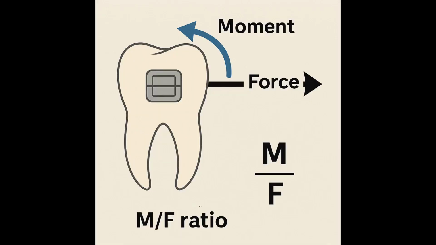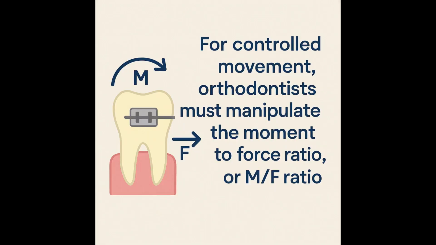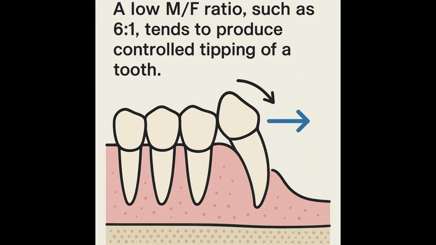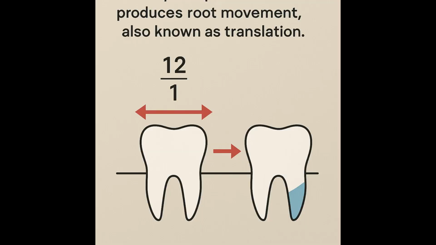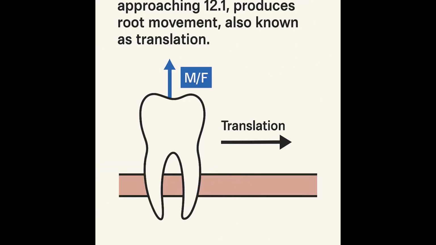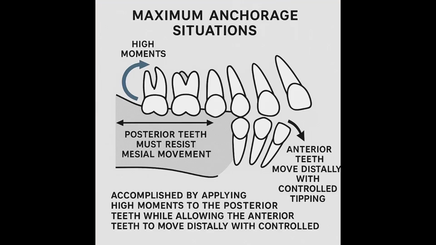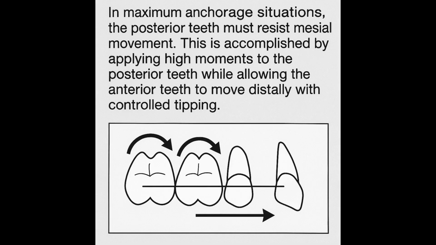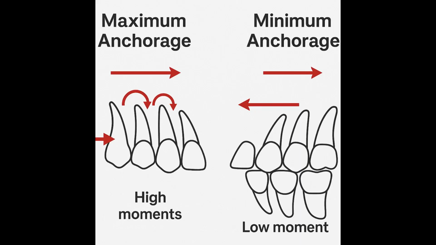To achieve controlled movement, orthodontists must manipulate the moment-to-force ratio, or M/F ratio. A low M/F ratio, such as 6:1, tends to produce controlled tipping of a tooth. A high M/F ratio, approaching 12:1, produces root movement, also known as translation. In maximum anchorage situations, the posterior teeth must resist mesial movement. This is accomplished by applying high moments to the posterior teeth while allowing the anterior teeth to move distally with controlled tipping. In contrast, minimum anchorage relies on the opposite relationship.